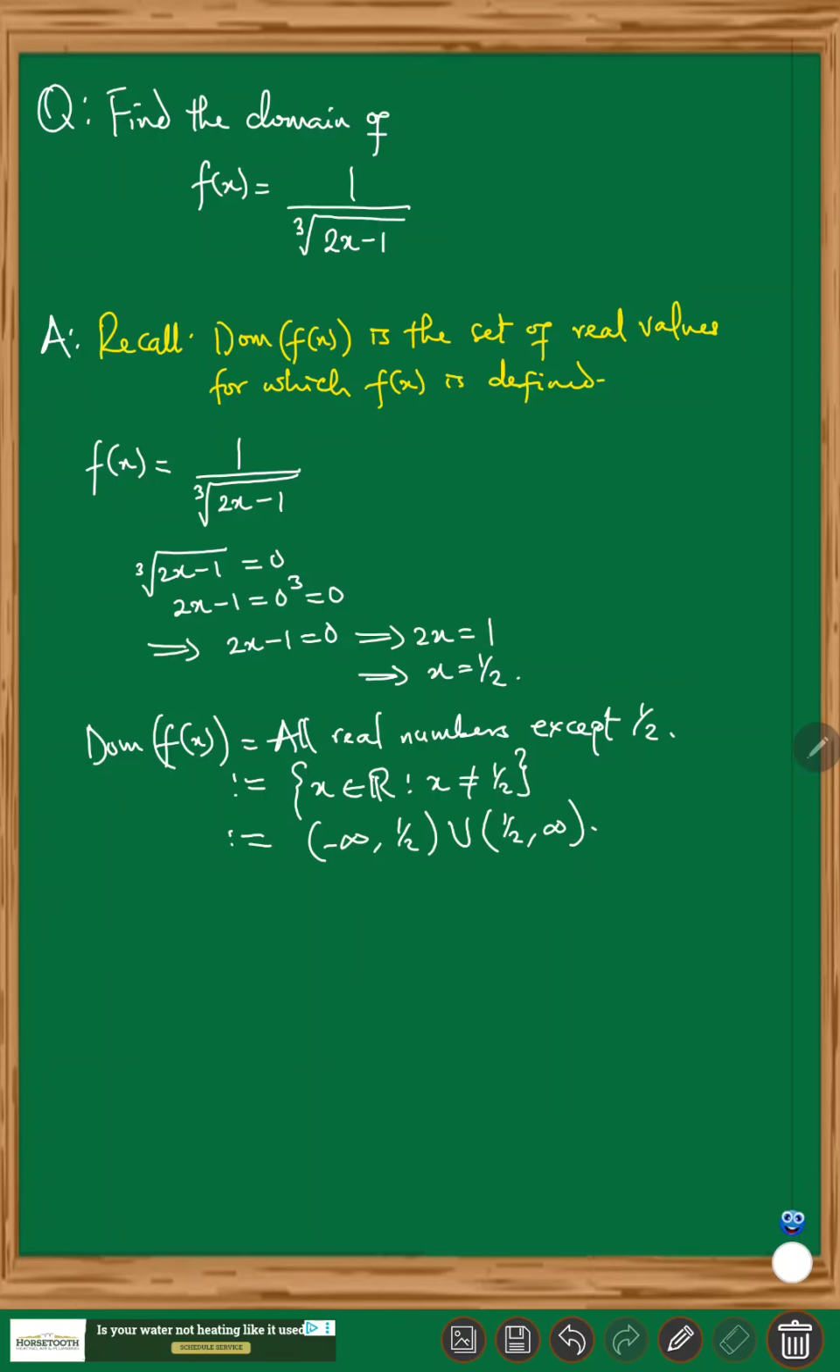Notice that it will be a different problem when the denominator is square root of 2x minus 1 and not cubed root. But that is a story for another day.